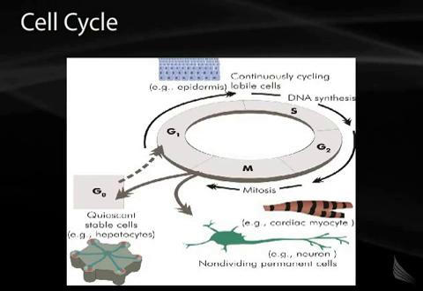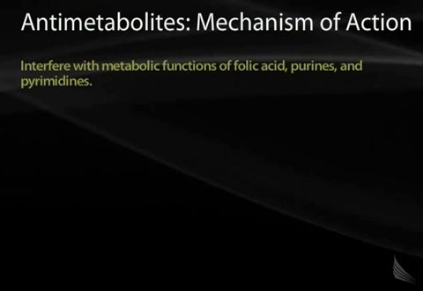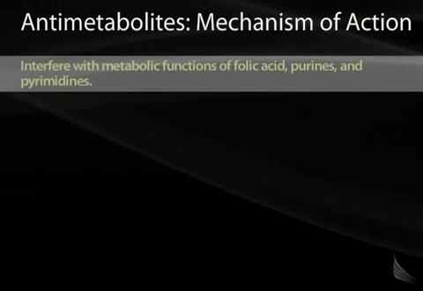Certain cells live in G0 for a long time, including neurons and cardiac myocytes. They're not able to divide very well, whereas other cells, for example epidermis cells, are able to. Some cells are able to become quiescent and then divide, such as hepatocytes. The mechanism of action of antimetabolites is to interfere with metabolic functions of folic acid, purines, and pyrimidines.